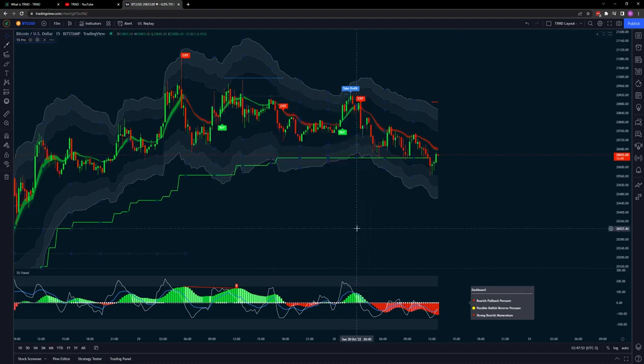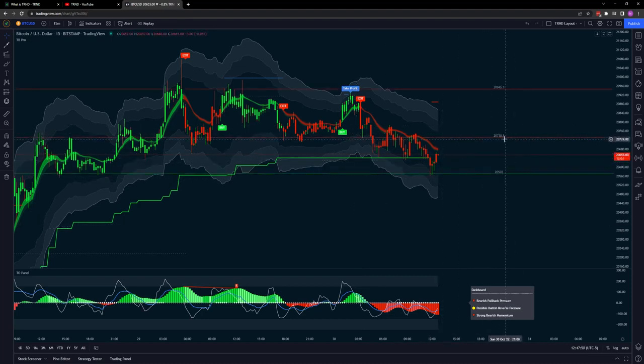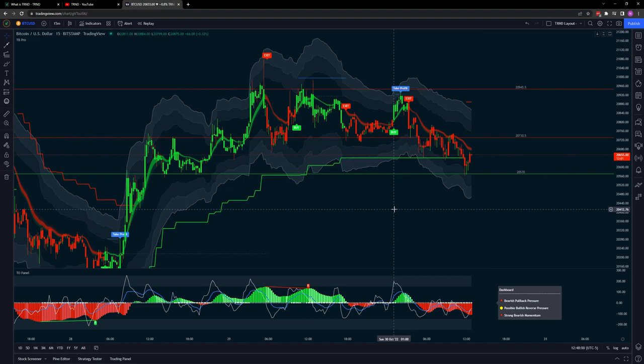Next, we have our dynamic support and resistance. So this is all based off historic values. And as we can see here, we have a support, a resistance, and it's all based upon historic values. And what we mean by historic values is it's going to only appear once a few touches have been made.